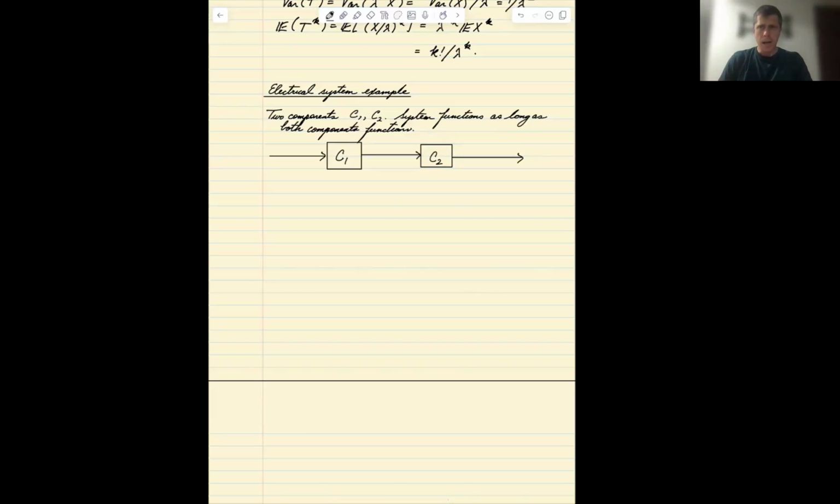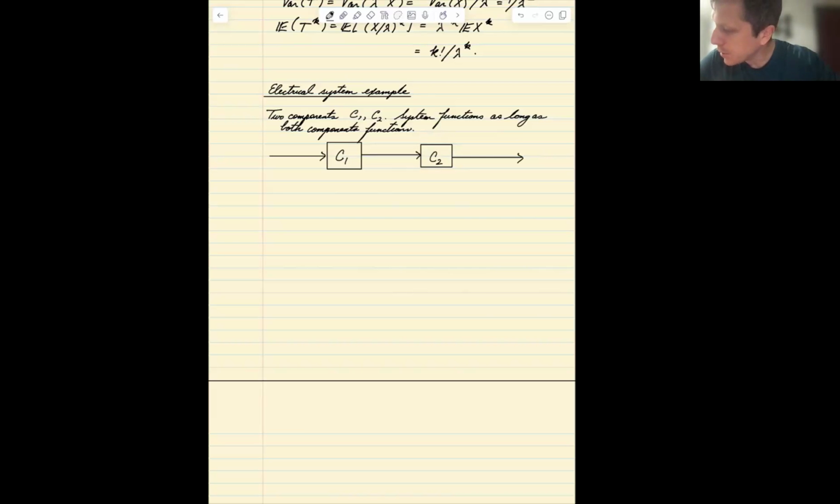So maybe the system looks something like this. There's a component here, C1, and there's a component here, C2. And you have electricity traveling through this in this direction. And so in order for this to work, we need both components to work.